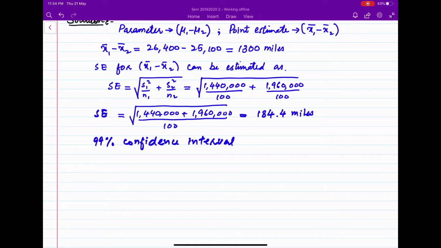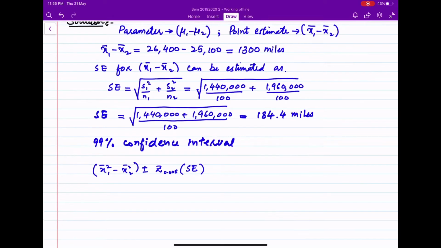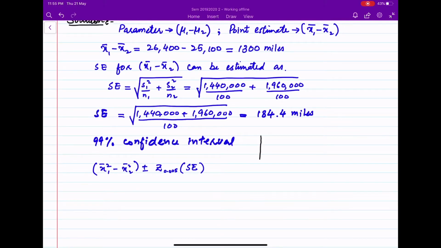For a 99% confidence interval, we can write it like this: the difference in the sample means, plus or minus z alpha over 2, and I will show you how this alpha over 2 is 0.005, times the standard error. So this alpha over 2 is 0.005. It is from the normal distribution, as we did before in the other example.